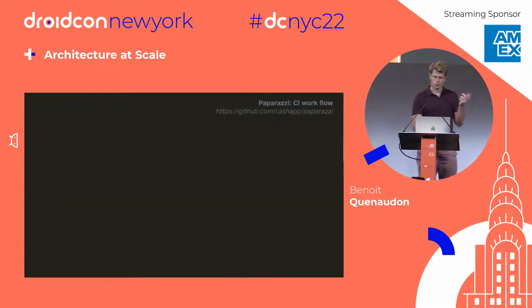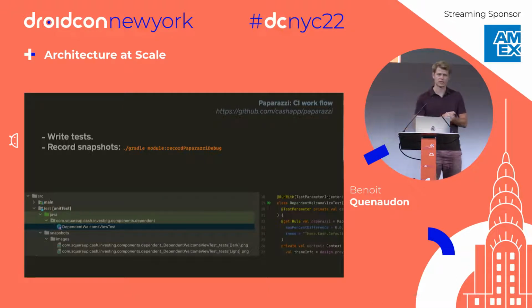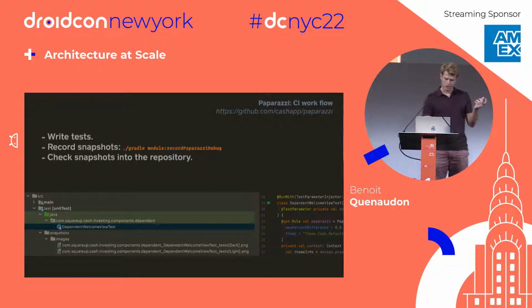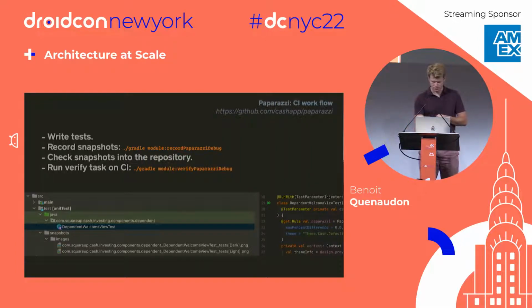On CI, the way we would do it, we write those tests, we would record the snapshots, basically generating them. They are going to be created under the snapshots image folder, and those are going to be golden images, so files against which you'll be able to verify that you don't have a regression. So they ought to be checked in, and then you can do it locally or on CI, run the verify task.